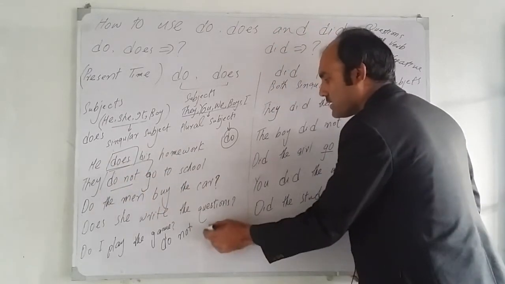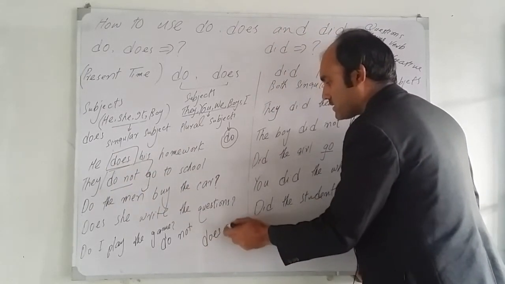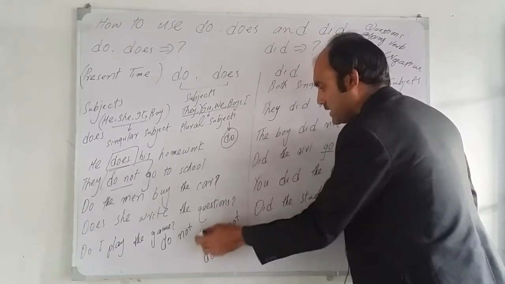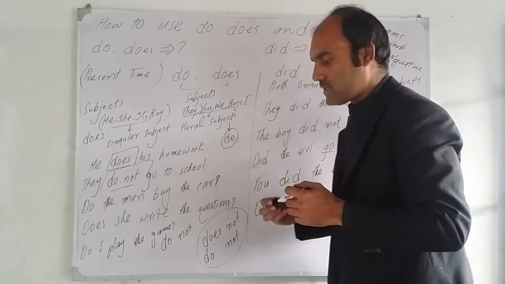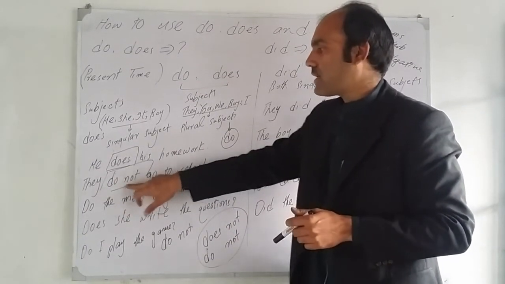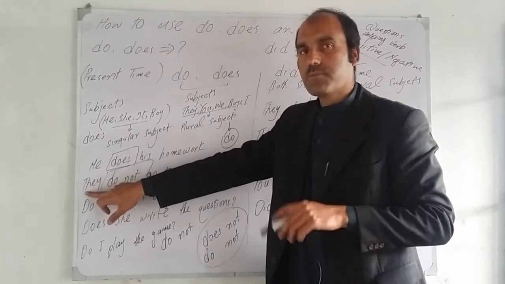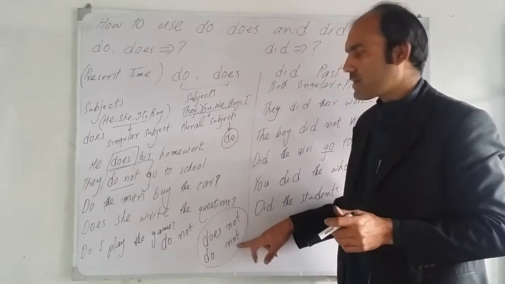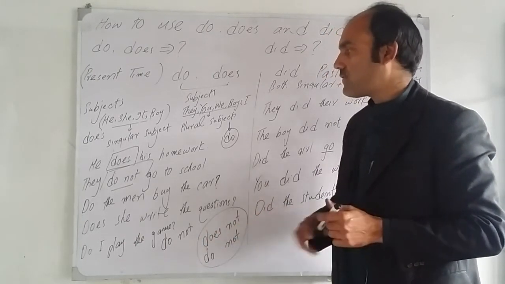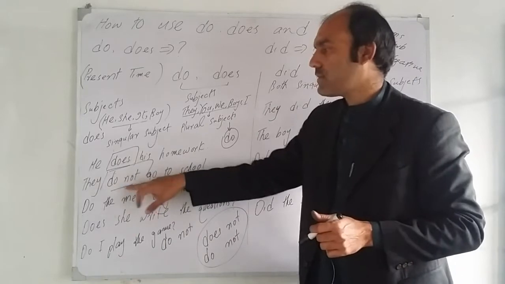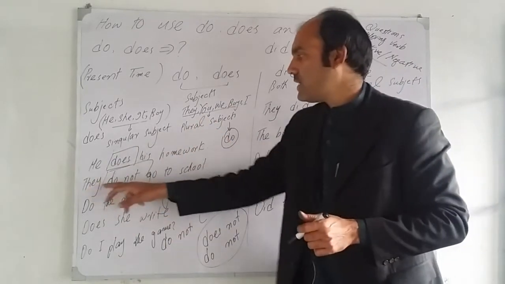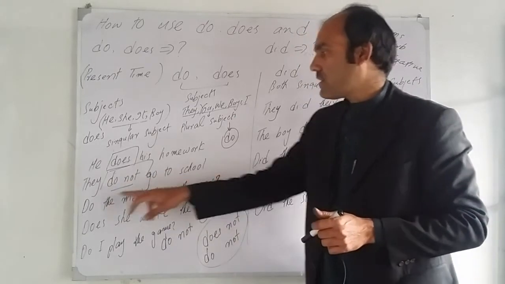When you write does not or do not, they are put for negative sentences in present time. So here I put do not because my subject is plural. For a plural subject we write do not for negative sentences, and for a singular subject we put does not. So here I put do not because my subject is they, and this is called a plural subject. You can see here they did not go to school.